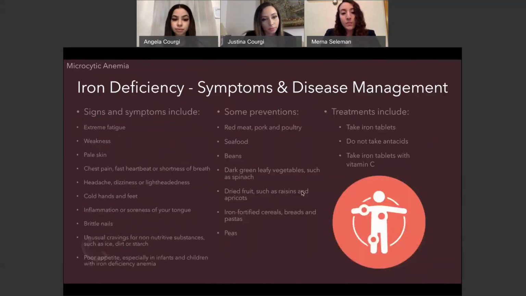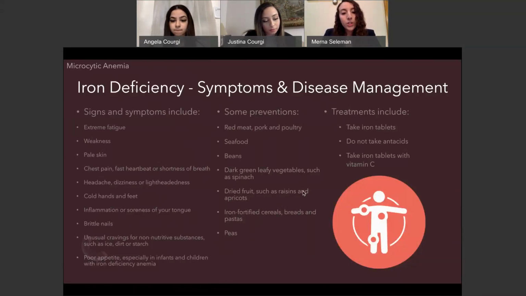On to symptoms and disease management. Some symptoms include extreme fatigue, chest pain, cold hands, unusual cravings, and poor appetite, and the risk of iron deficiency can be reduced by choosing iron-rich foods.